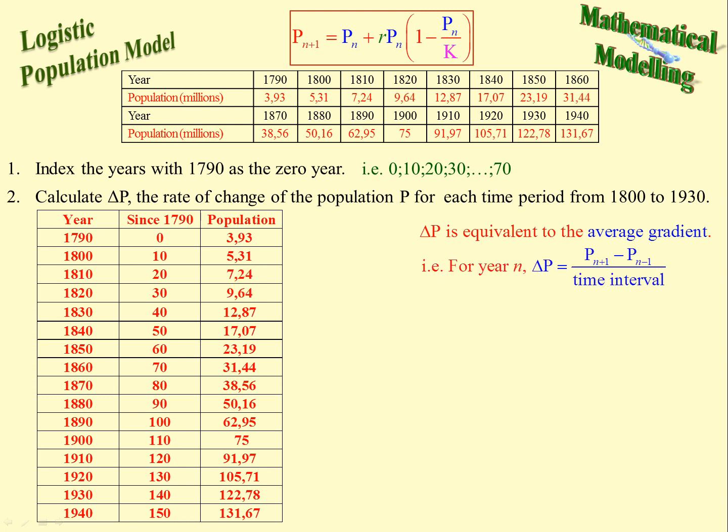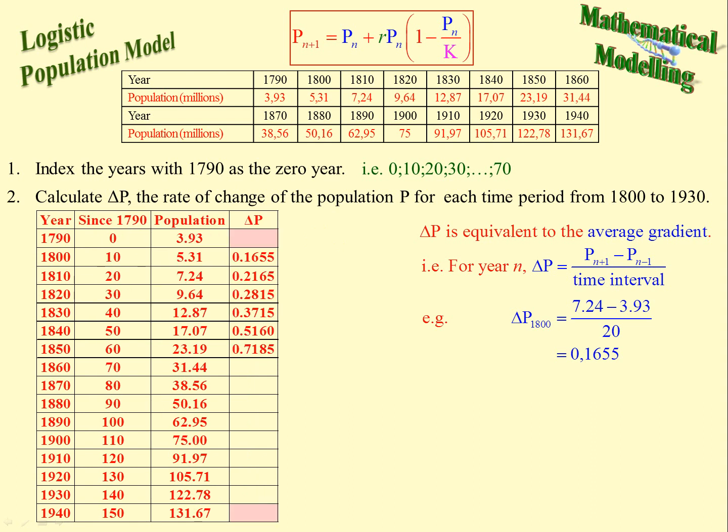Pn plus 1 minus Pn minus 1 over the time interval. And the average between those two, there's been a 20-year gap, so I'm going to divide by 20. So it's 7.24 minus 3.93 over 20. Note that this means we cannot find the rate of change in the time period at the beginning or at the end. And there are the rates of change.